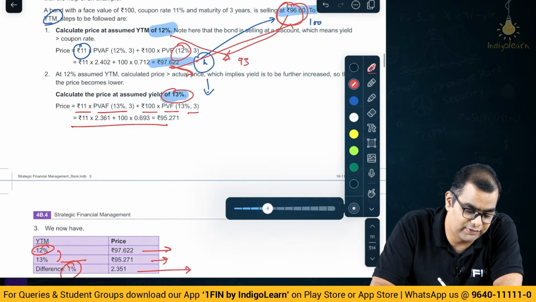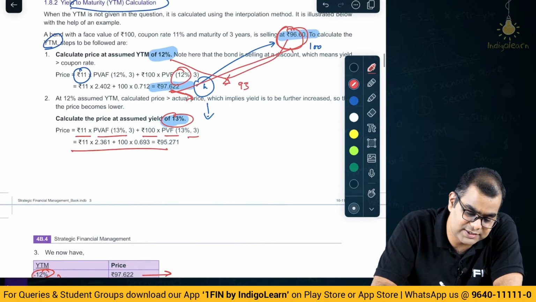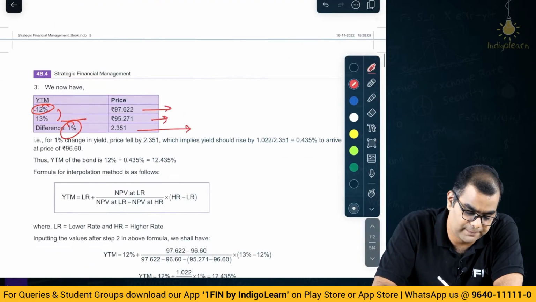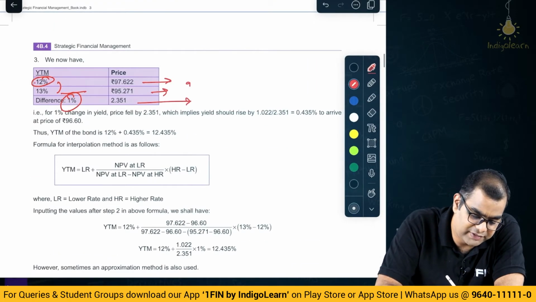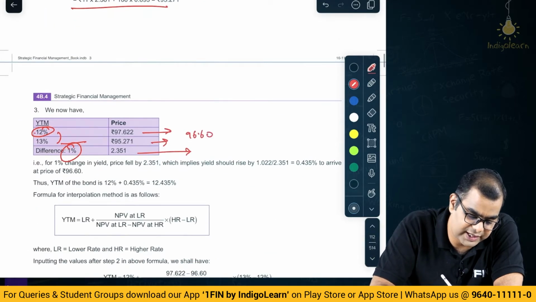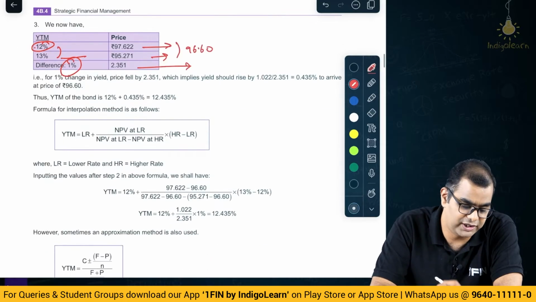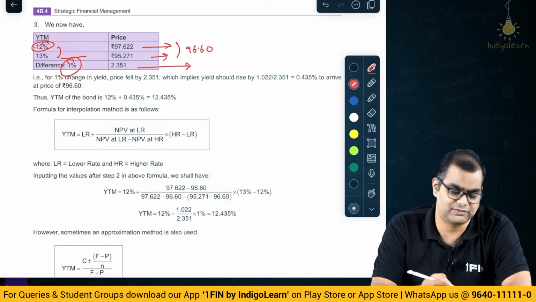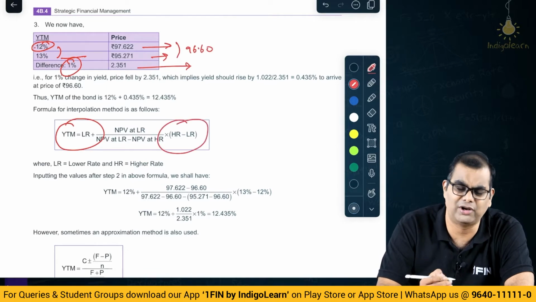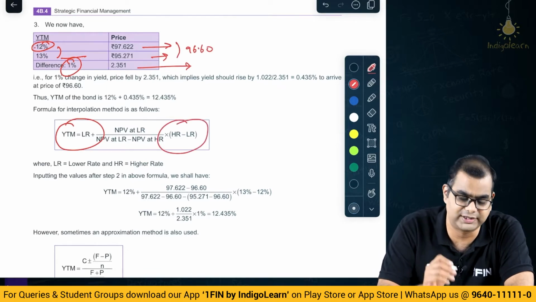However, we want the bond to be priced. What is the price of the bond? Price of the bond is 96.6. So it has to be in between these two, 96.60, no? So it is a rate in between these two. So the way you do it is, see, there are two ways. One is you use a formula, this particular formula. Other one is simple logic, and the formula and logic go together.